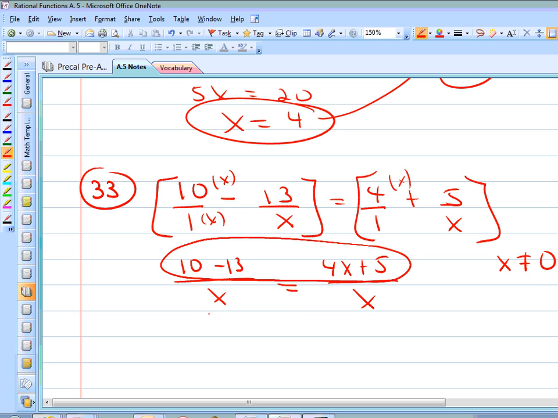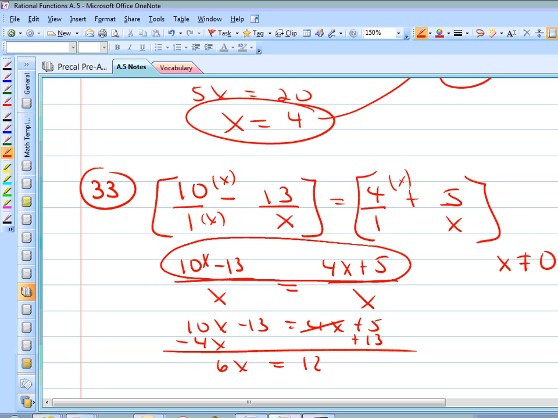So let's talk about the top. It's 10x, sorry. All right, so we have 10x minus 13 equals 4x plus 5. Letters to the left, so we'd subtract the 4x. Numbers to the right, we'd add the 13, add down. That would be 6x equals 18. Divide by 3, and x is equal to 3.